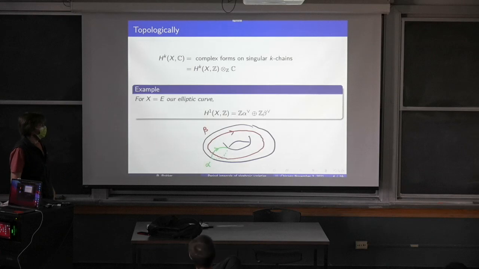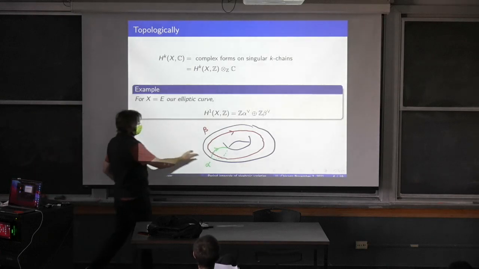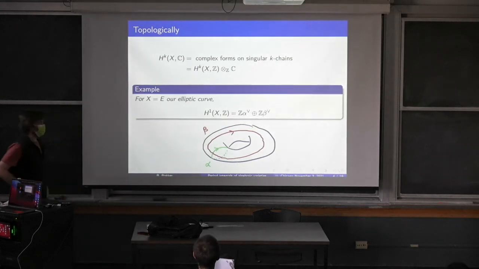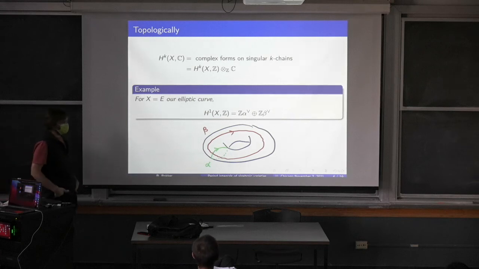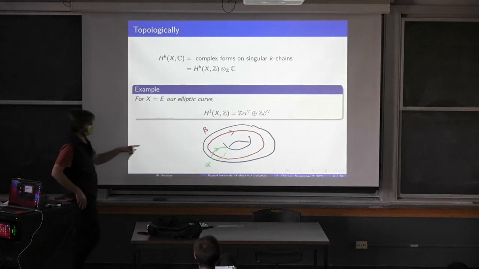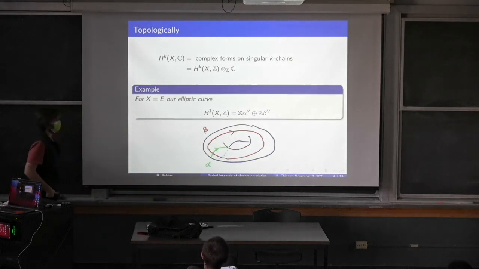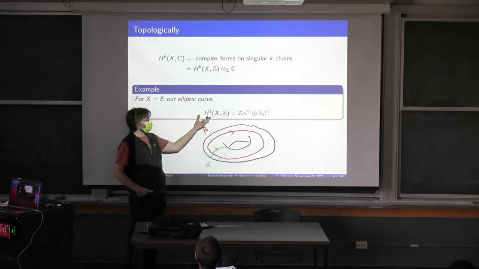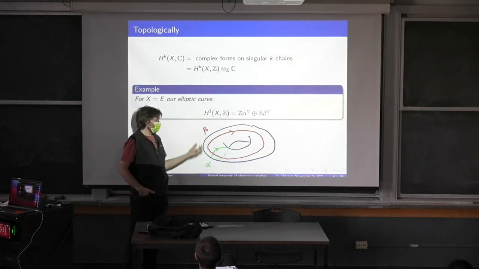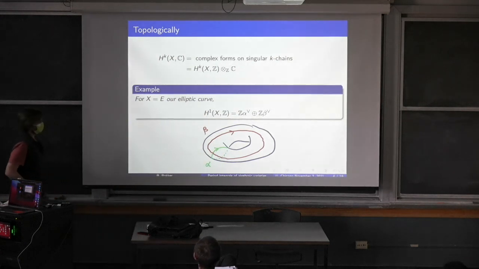So in our example, we know that this elliptic curve, or maybe we don't know, but it turns out that this elliptic curve is a 2-dimensional torus. So its first homology is generated by 2 loops going around the 2 holes of the torus. And a basis for the cohomology is obtained by just taking the dual basis of those 2 loops.